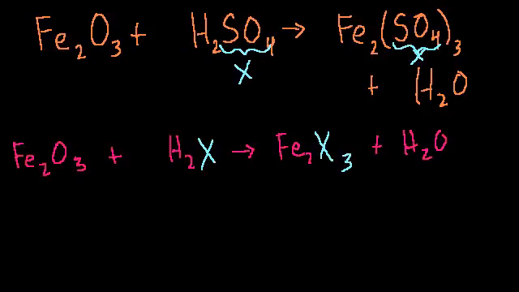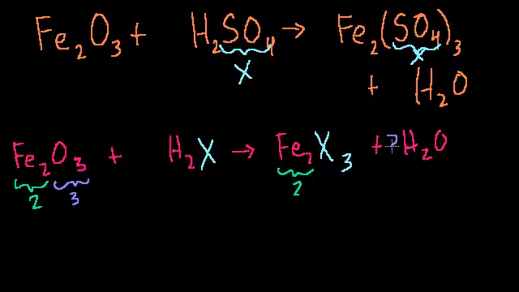So let's see. On the left-hand side, how many irons do we have? We have 2 irons here, we have 2 irons there. So the irons look balanced at first glance. Let's deal with the oxygens. We have 3 oxygens here, and we only have 1 oxygen here. And remember, there were some oxygens in this X group, but the sulfate group stayed together, so we can just treat those separately. So we want to have 3 oxygens on the right-hand side as well.